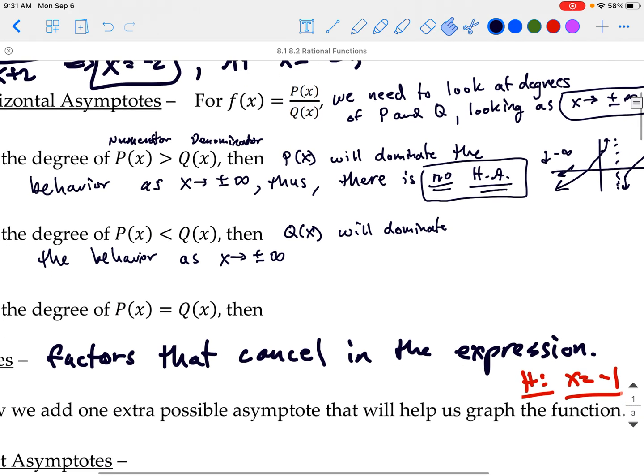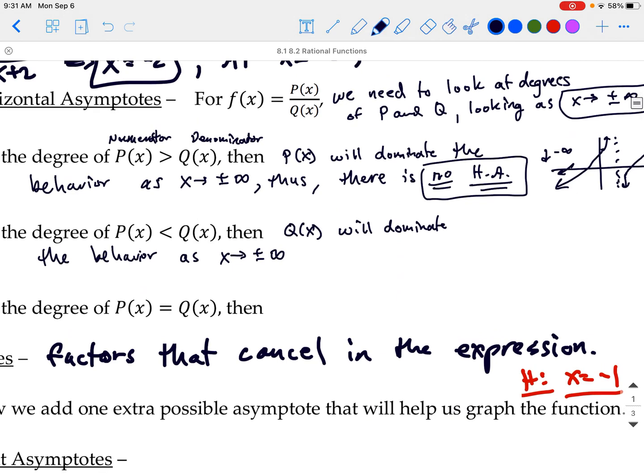But if q of x is getting much larger, much faster, right, what does that mean that we're approaching? What is our horizontal asymptote going to be approaching, or what is it going to be equal to? Well, let's think of fractions here. So if I had 1 over 2, 1 over 20, 1 over 200, 1 over 2,000, and I continued in this way, what value am I approaching? So take a moment to think about it.